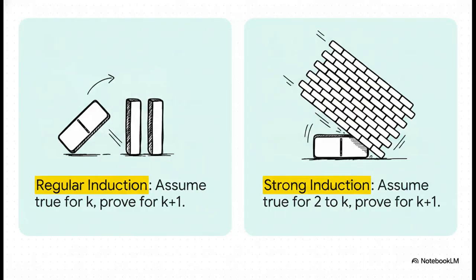Well, this perfectly illustrates our solution. On the left, we have regular induction. You assume a statement is true for some arbitrary integer k, and you use that single solitary fact to prove it for k plus 1. But on the right, we have strong induction. Instead of just relying on that one single domino right behind your target, strong induction uses the combined massive weight of all previous dominoes. We're talking every integer from 2 all the way up to k, all working together to knock down the next one. It's literally like having an entire wall of dominoes collectively pushing on the next one in line.